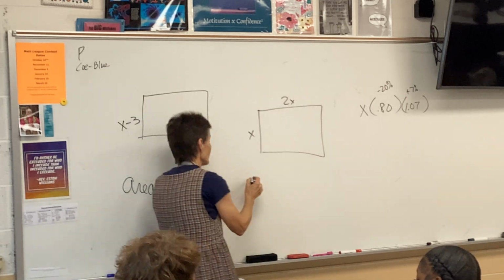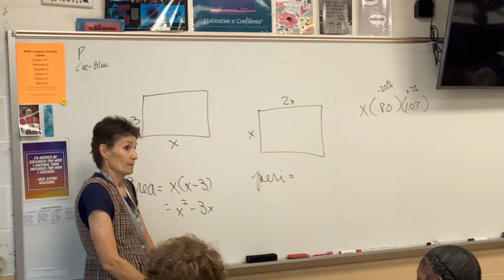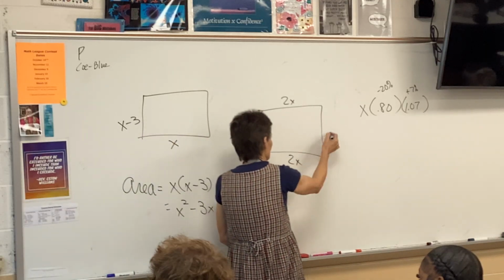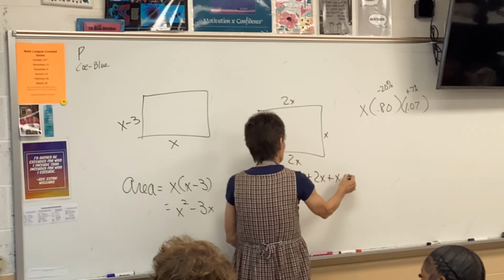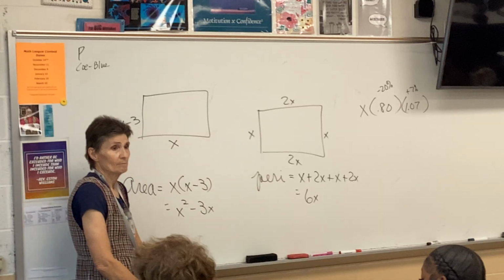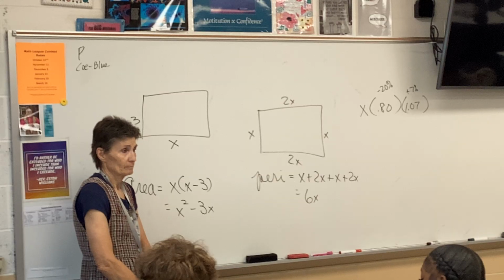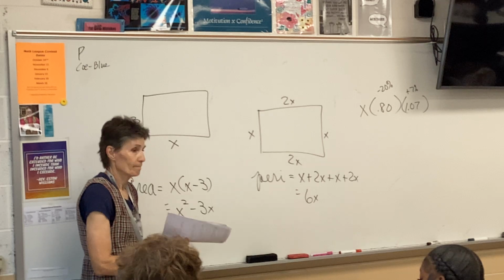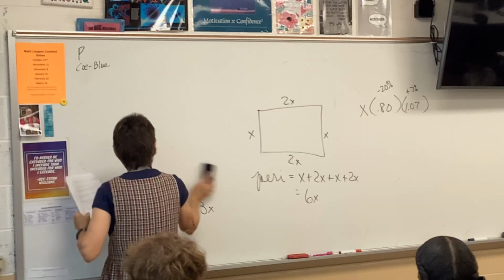Now this time I don't want area, this time I want perimeter. Perimeter means add up all the sides, including these two, right? So x and 2x and x and 2x is gonna make a total of 6x. All right, let's get our calculators out and let's go do some problems then.